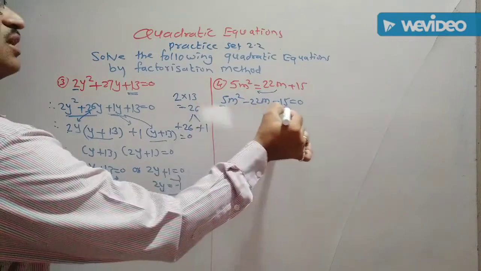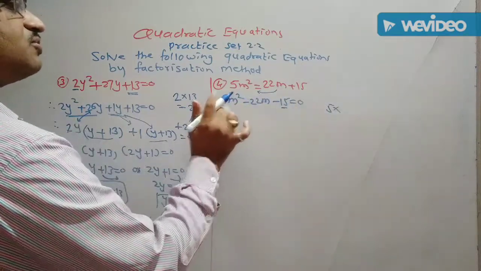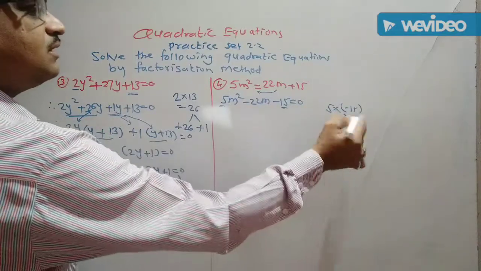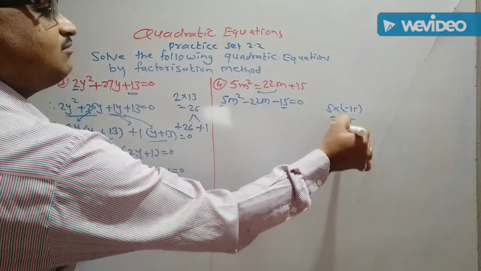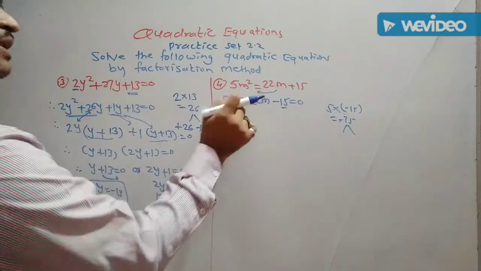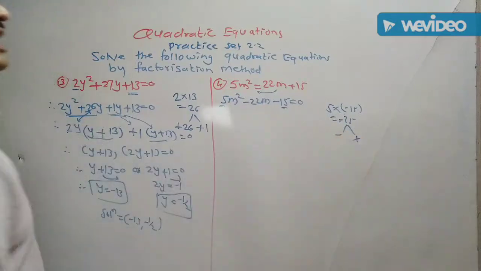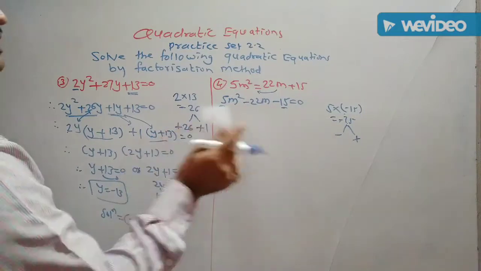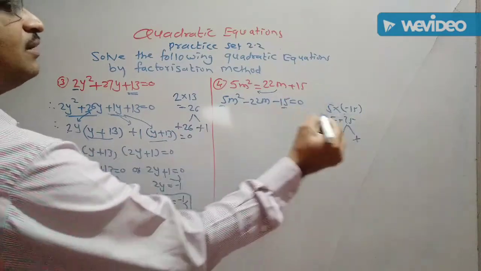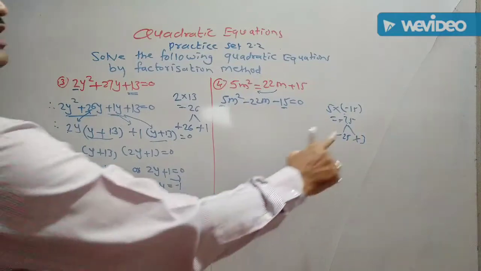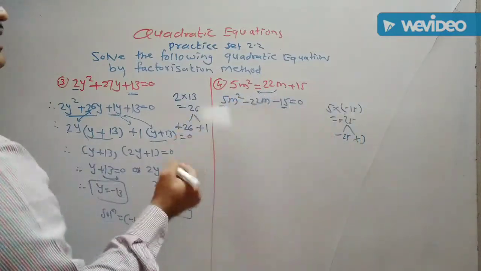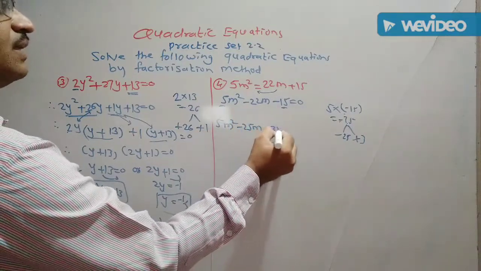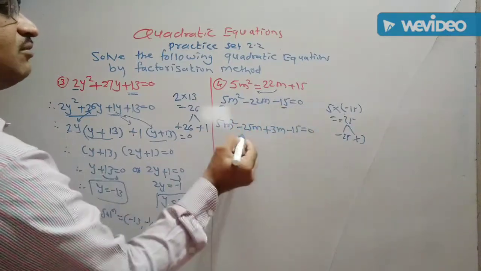Now again the coefficient of the square term is greater than 1, therefore we take the product of the coefficient of the square term and the constant term. Minus 15 fives are minus 75, so the product is minus. The middle term is minus, therefore we write minus first and then plus. Now find two numbers whose product is 75 and whose subtraction is 22. Why subtraction? Because both signs are different. 25 threes are 75, and 25 minus 3 is 22. Therefore 25m square minus 25m plus 3m minus 15 is equal to 0.